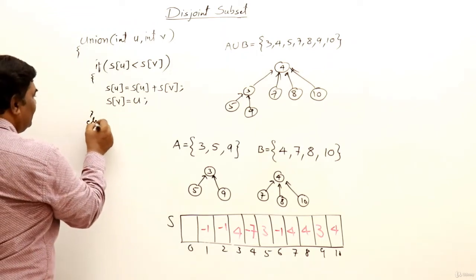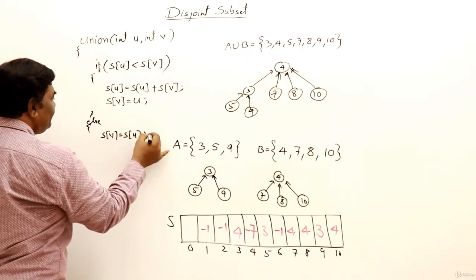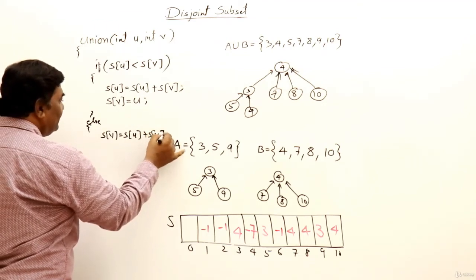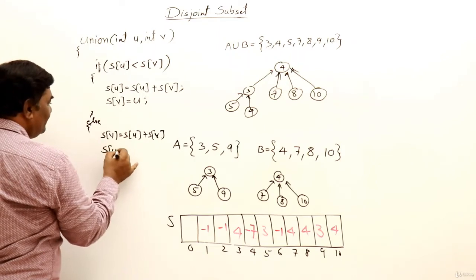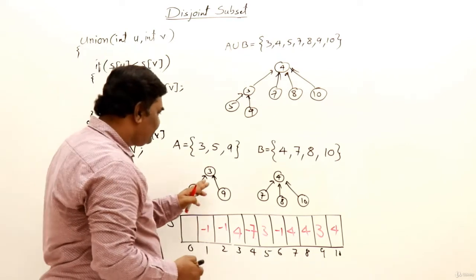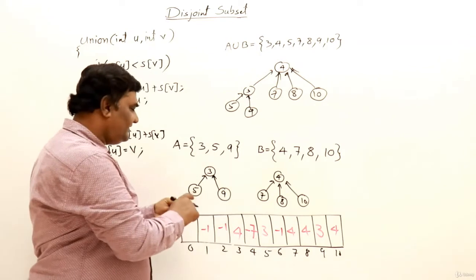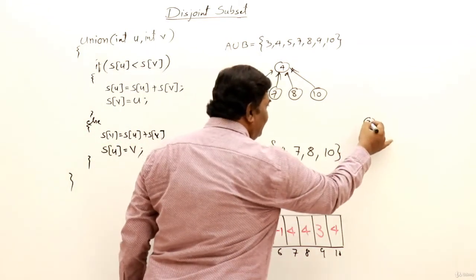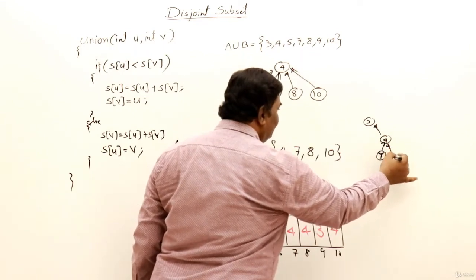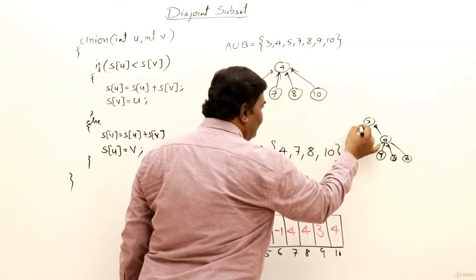Else, S of V, we will add these two and write them in S of U, U and V together, right? Then S of U will change to V. See, this one had fewer elements, so 4 became parent. Otherwise, we can make it the other way also. Like 3 will be parent and 4 comes under this, and under this we will have 7 and 8 and 10, right? And here we will have 2 that are 5 and 9.